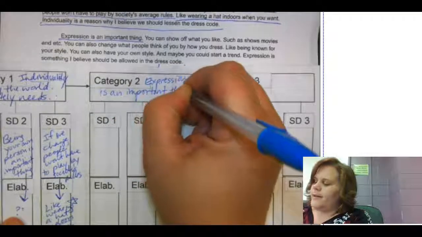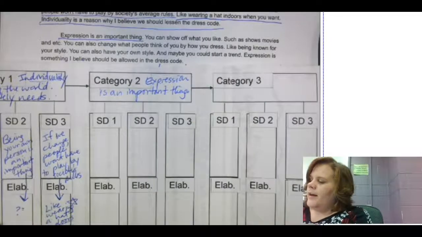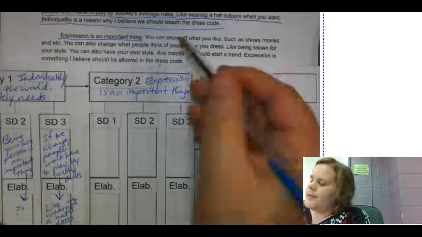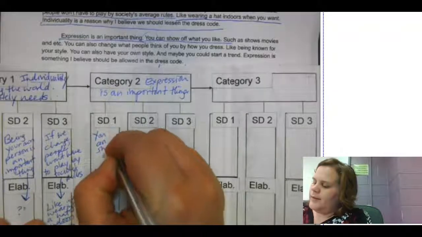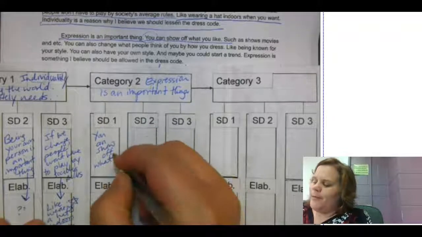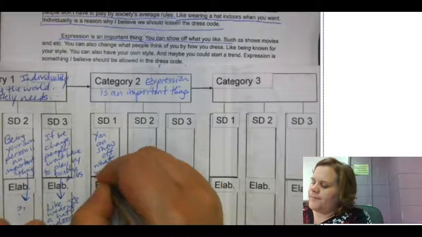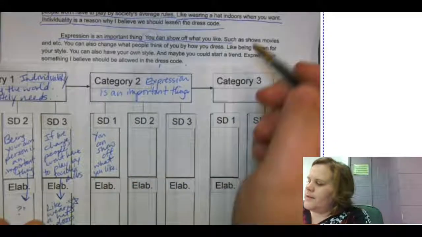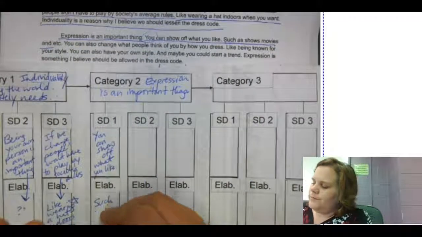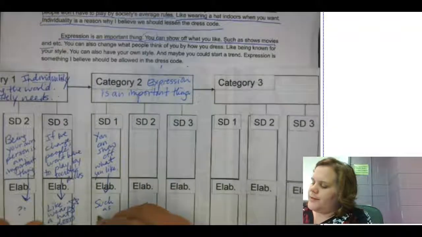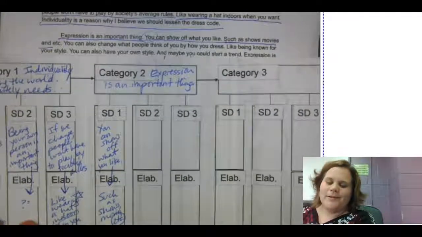And it's a sentence, so that works. Okay, so one detail to support that is you can show off what you like. I'm assuming they should say more about what that is. Such as shows, movies, and etc. That's showing off what I like, so such as shows, movies, etc. P.S. Please don't use the word etc. in formal writing.